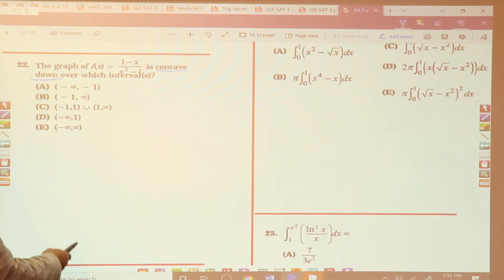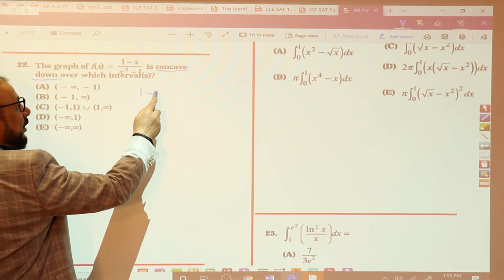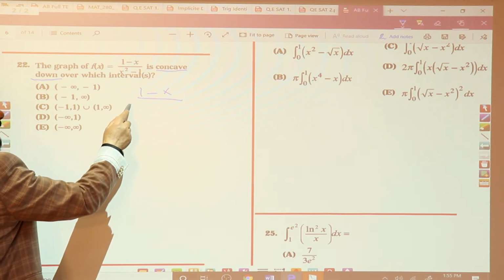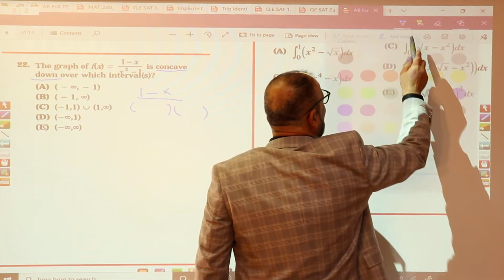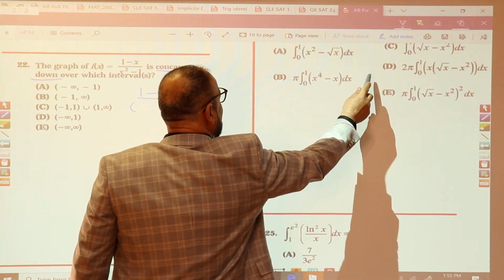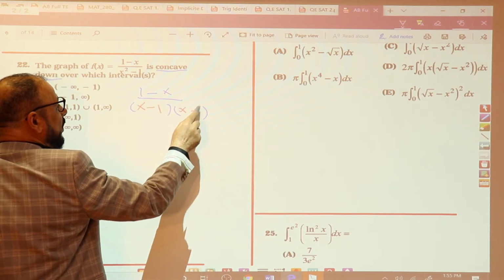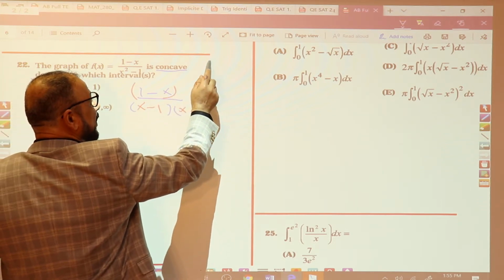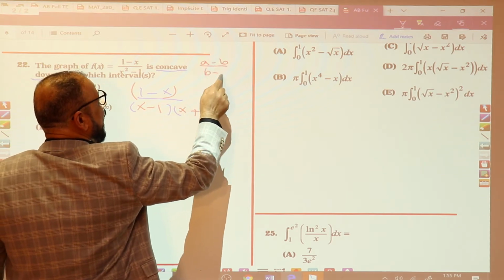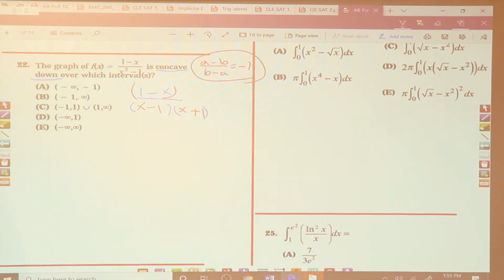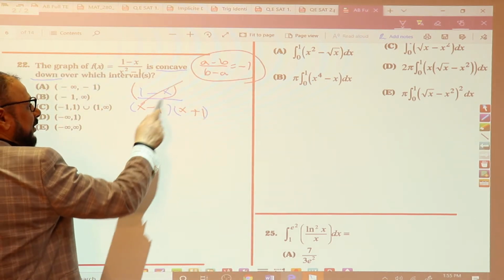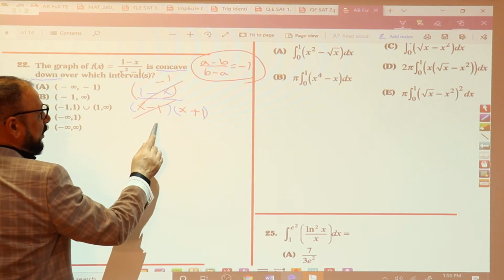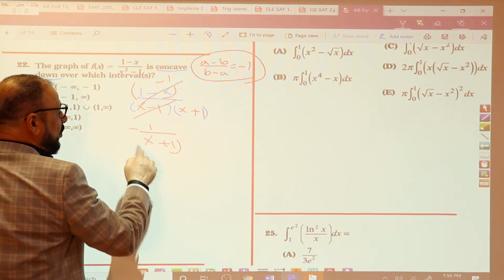The second derivative. Look here: 1 minus x over x squared minus 1, guys. Somebody tell me, factor: (x minus 1)(x plus 1). This x minus 1 and this 1 minus x. I'm going to show you something: a minus b over b minus a equals negative 1. Remember this rule from me. This guy and this guy cancel each other, but the answer will be negative 1. Then we have negative 1 over x plus 1.